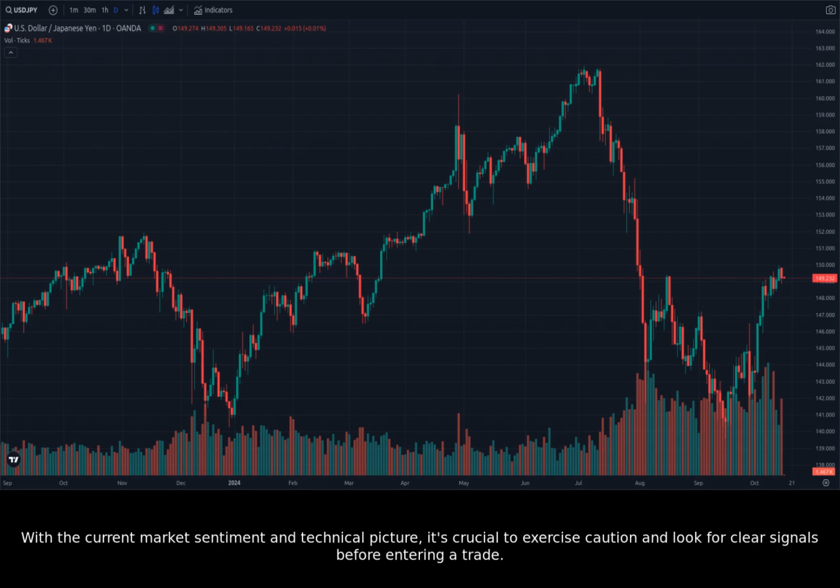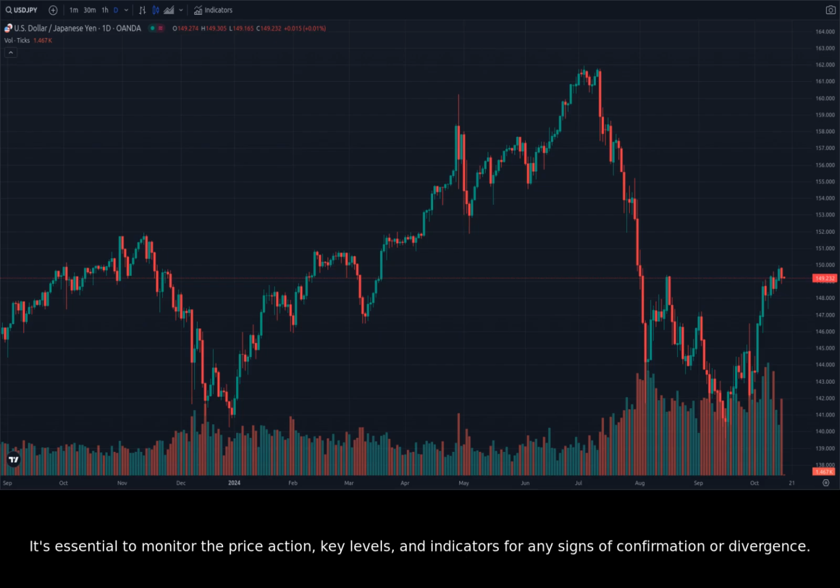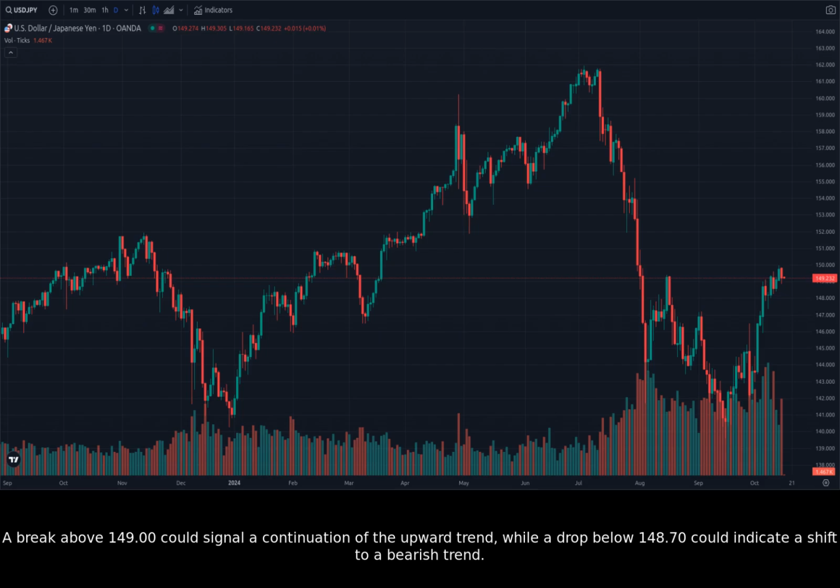With the current market sentiment and technical picture, it's crucial to exercise caution and look for clear signals before entering a trade. It's essential to monitor the price action, key levels, and indicators for any signs of confirmation or divergence. Key price levels to watch out for in the short term include the 148.70 support level and the 149.00 resistance level. A break above 149.00 could signal a continuation of the upward trend, while a drop below 148.70 could indicate a shift to a bearish trend.